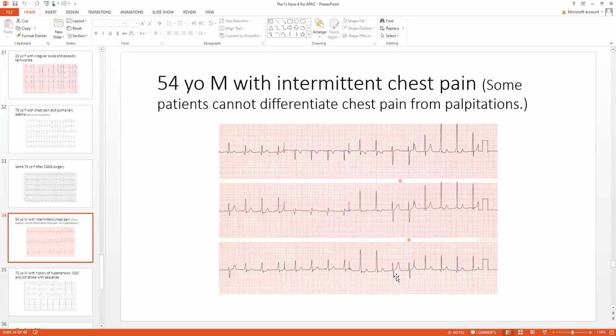And be careful, if you're doing a treadmill test on someone and you're looking for ischemia and you find these kinds of ischemic or ST changes, repolarization changes, you say, this must be WPW. That's intermittent.